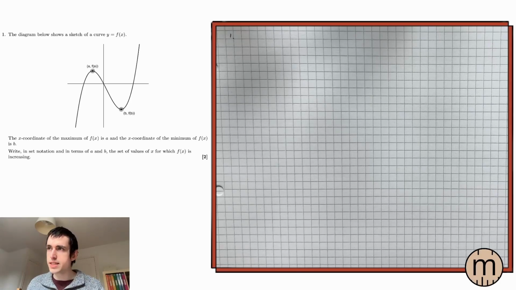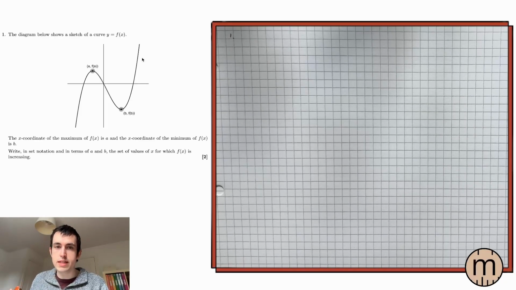Now, increasing is what it sounds like. It's going up. And where is this function increasing? Well, it's increasing over here. It's going up, up, up, up, up until it stops. This bit, no, that's going down. That's not increasing. But once we get past B, it's increasing again.